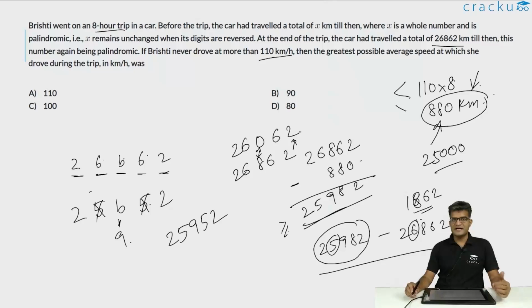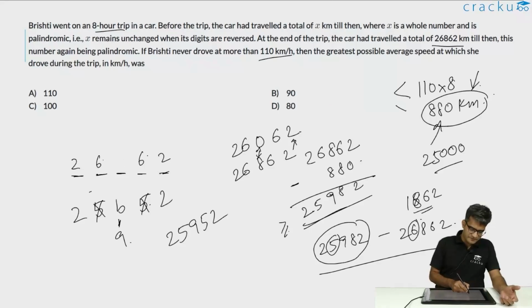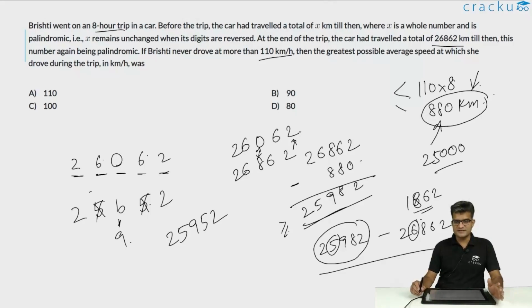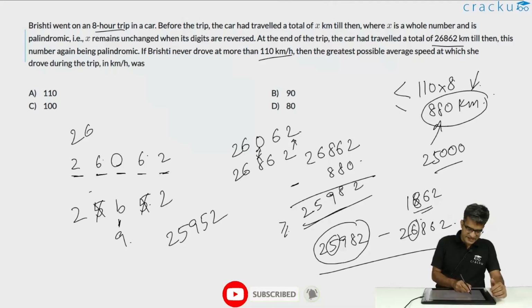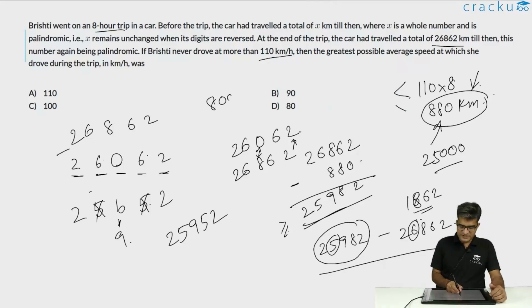So now if you are trying to maximize the speed, which is what we are required to do, you want the distance covered to be as high as possible. So we'll make B equal to 0. So essentially what we are saying is that the meter reading at the start is 26062. The total distance traveled is therefore 26862 minus 26062, which is 800 kilometers. And therefore the speed is 100 kilometers per hour, which is option C.